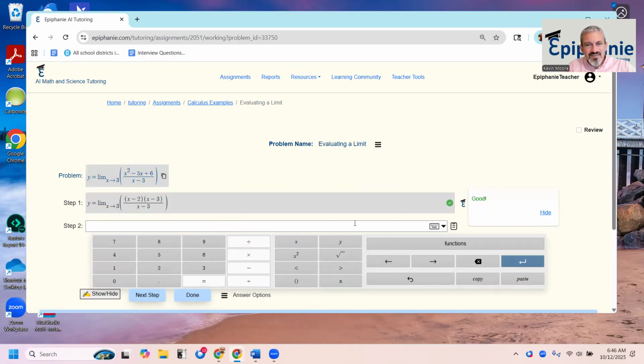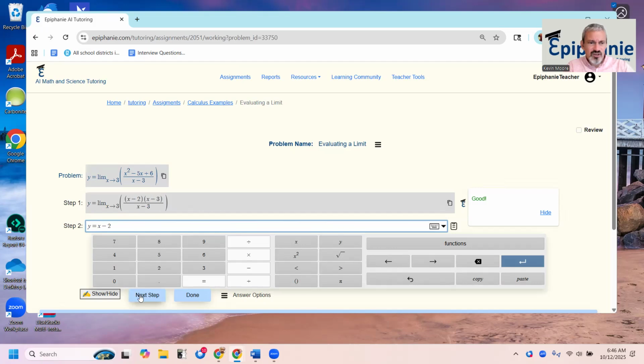And actually, before I do that, a lot of people at this point would simplify this and say, oh, this is just y equals x minus 2. That's actually a mistake. Most calculus teachers get really picky about when you get rid of the limit. You can't get rid of the limit yet. You need to reduce it and then get rid of the limit.